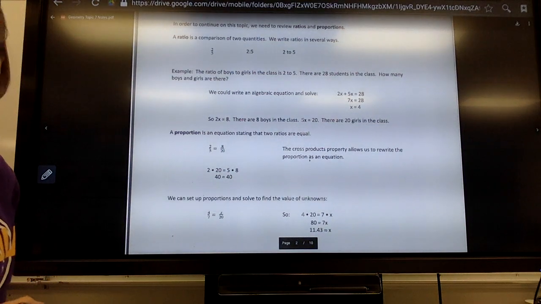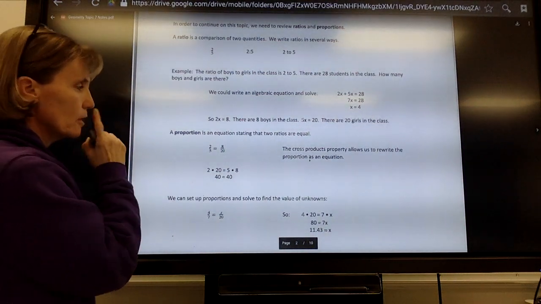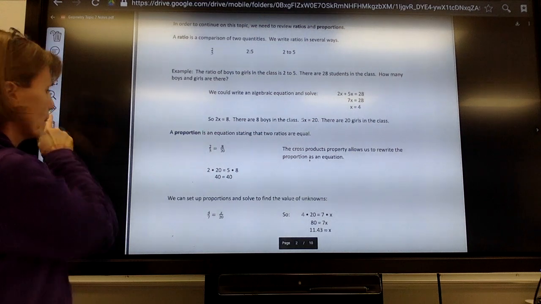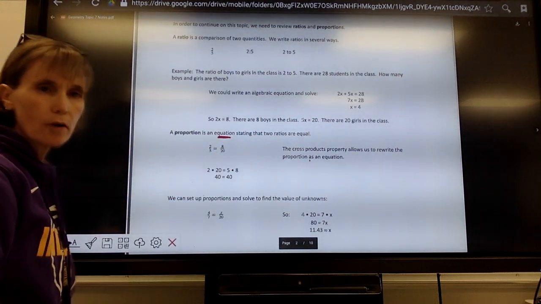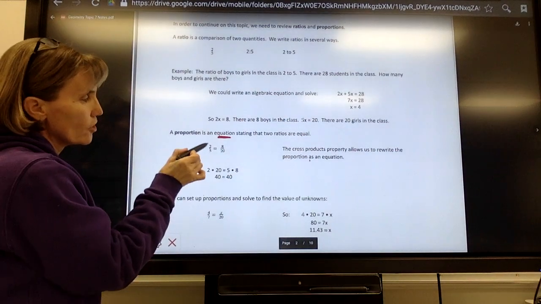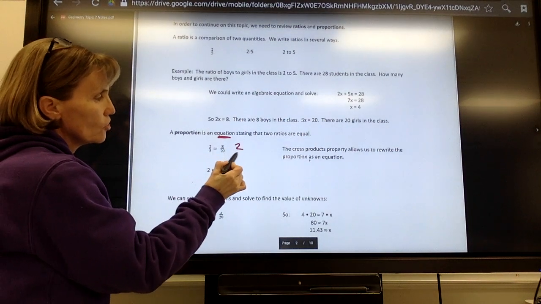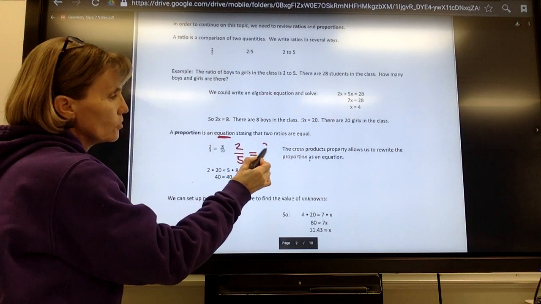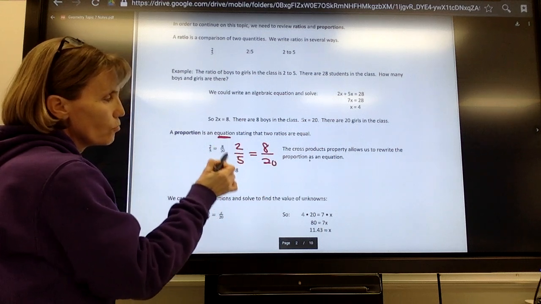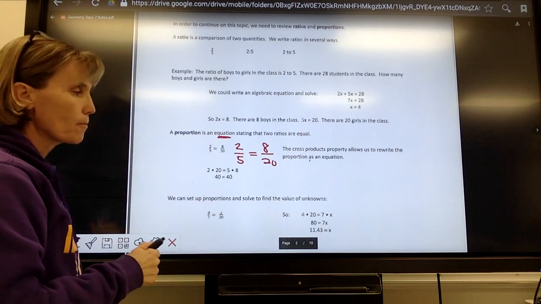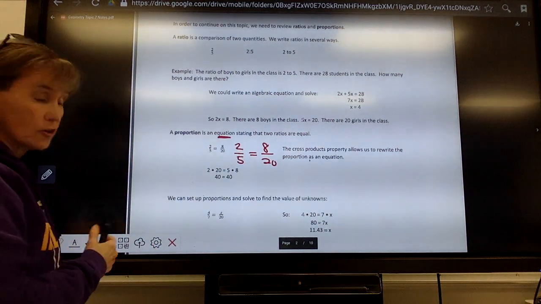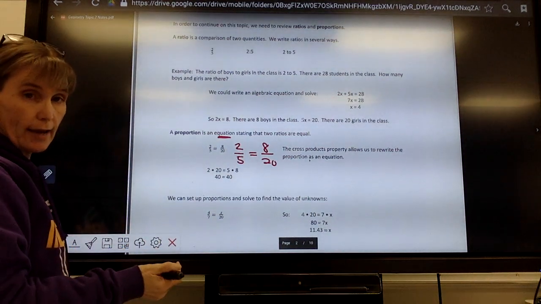Okay, that's a ratio. Okay, a proportion is an equation. A proportion is an equation stating that two ratios are equal to each other. Remember, a ratio is a fraction. So this says 2/5 is equal to 8/20. I have a ratio on both sides. When I set them equal, I create what we call a proportion. And is that true? Does 2/5 equal 8/20?